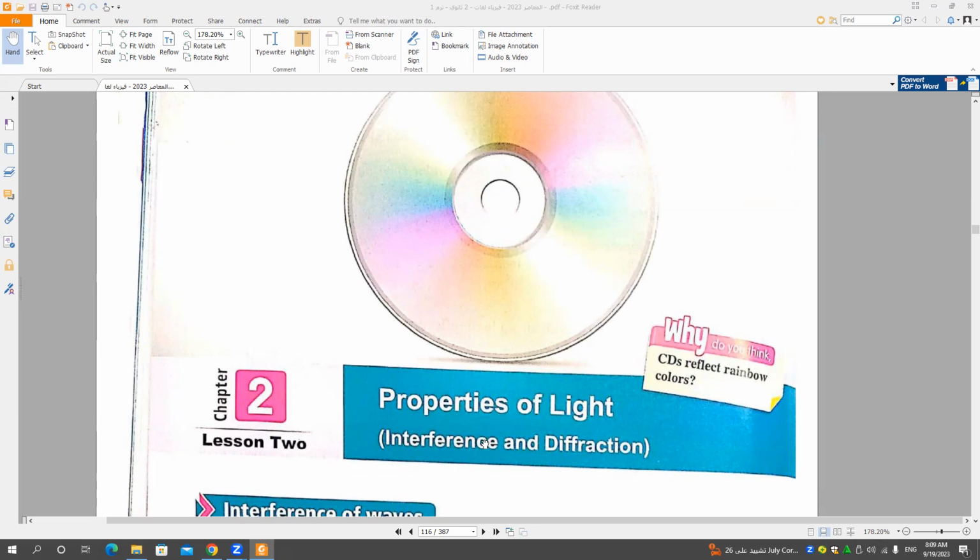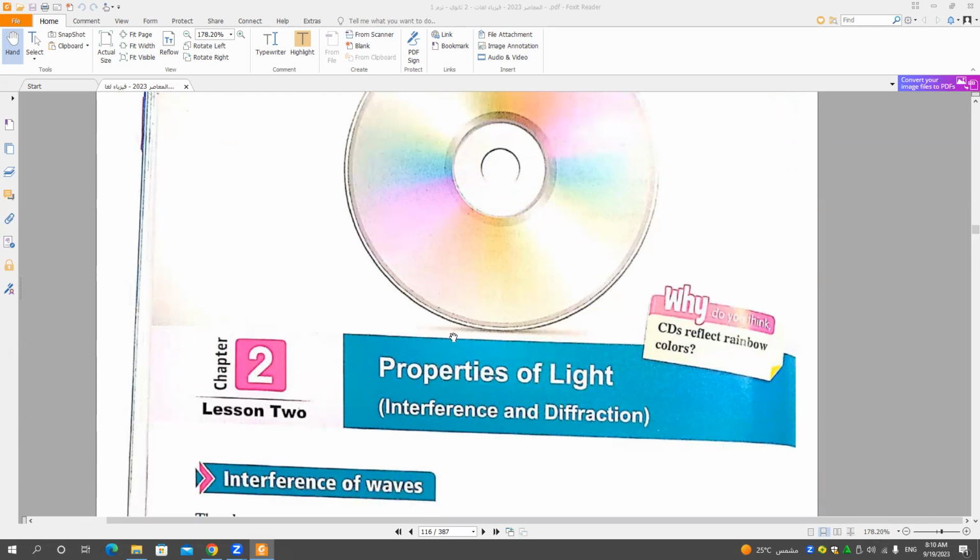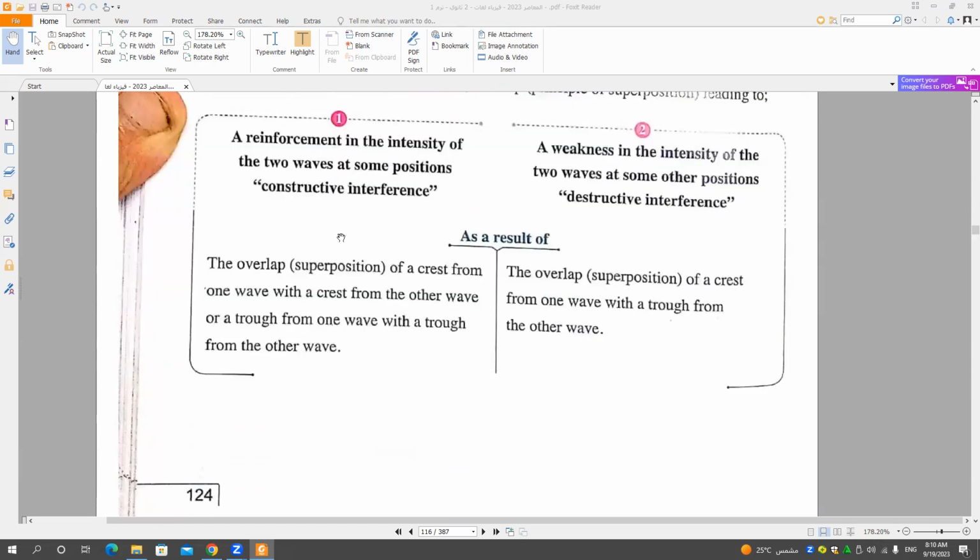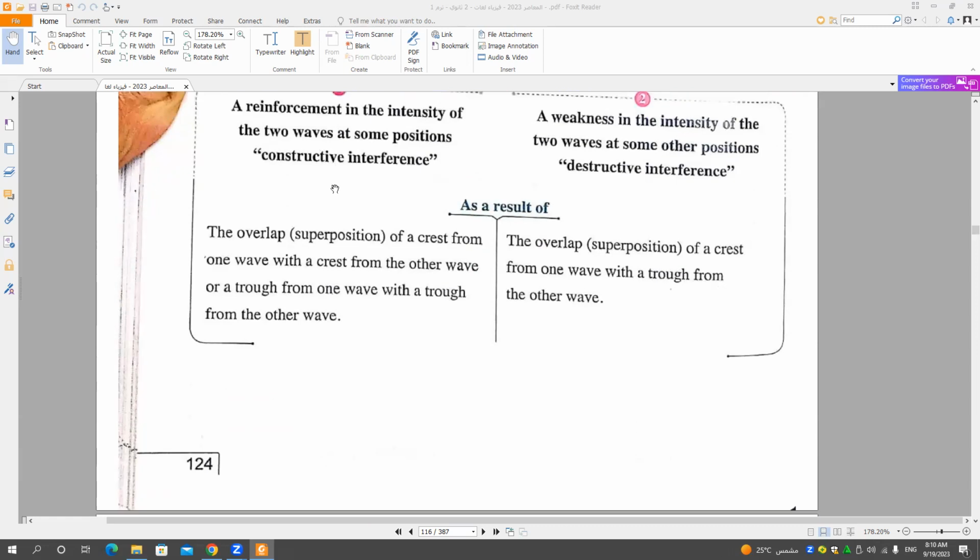Interference means that two waves combine together. It may be crest with crest or crest with trough. Light is an electromagnetic wave, a transverse wave, as it consists of crest and trough, as we studied before. Reinforcement of the intensity of the two waves in some position is constructive interference, and weakness of the intensity is destructive interference.